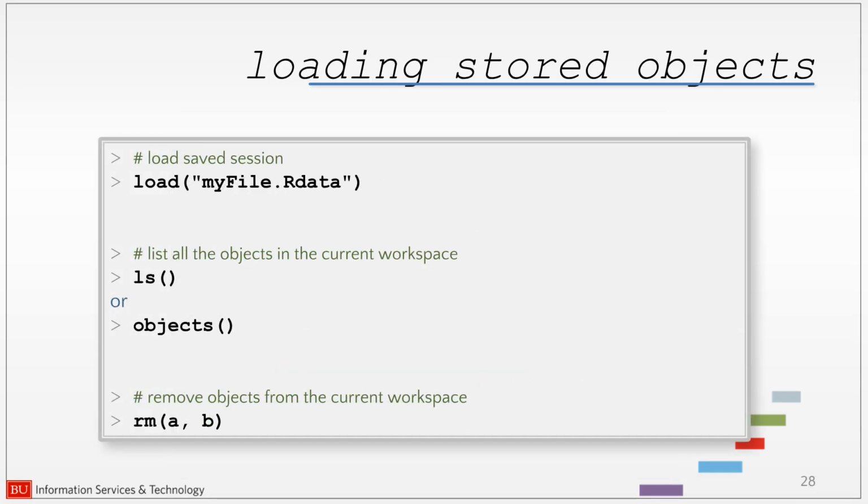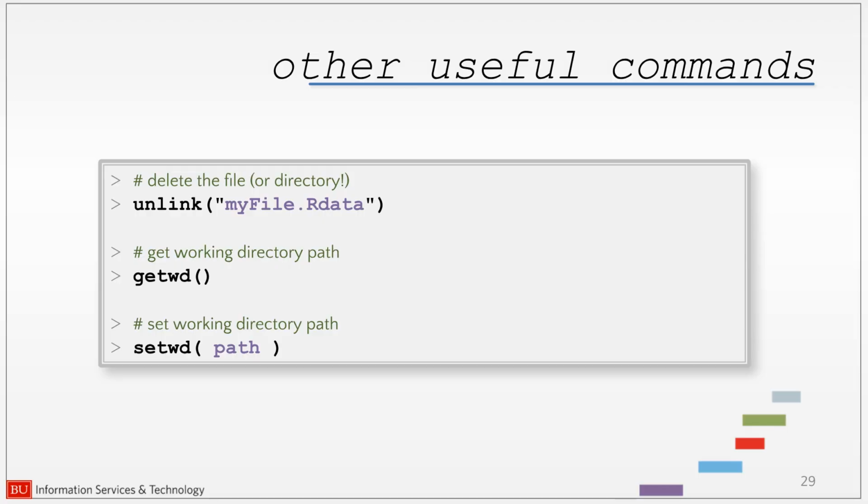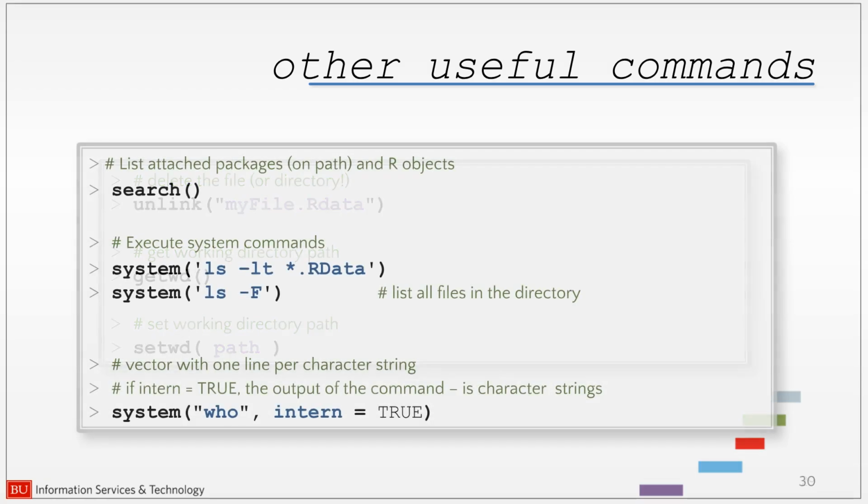To load a saved session, use the load function with the file name. ls, or objects, lists the current objects. Use rm to remove objects from the workspace. The unlink command deletes files or directories. getwd displays the current working directory, and setwd sets the working directory path. The search command lists attached packages and R objects. The system function executes system commands, such as listing files in a directory.